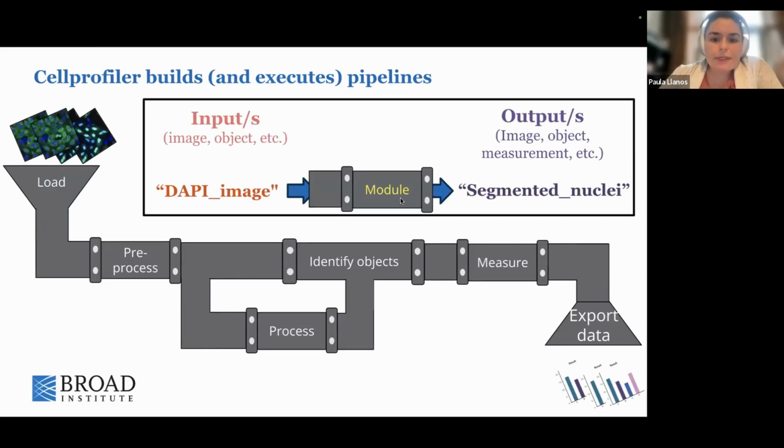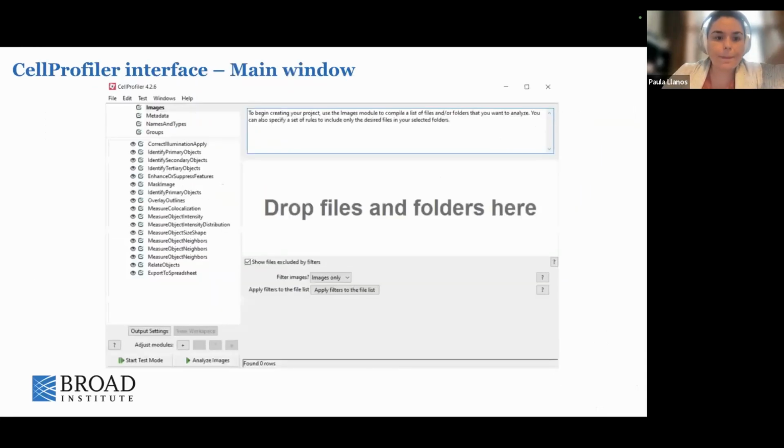The pipeline is built using modules. Each module works with an input and an output, which you can name. Each module will receive an image and then produce an image as well, and depending on the aim of the module, you need to name it accordingly.